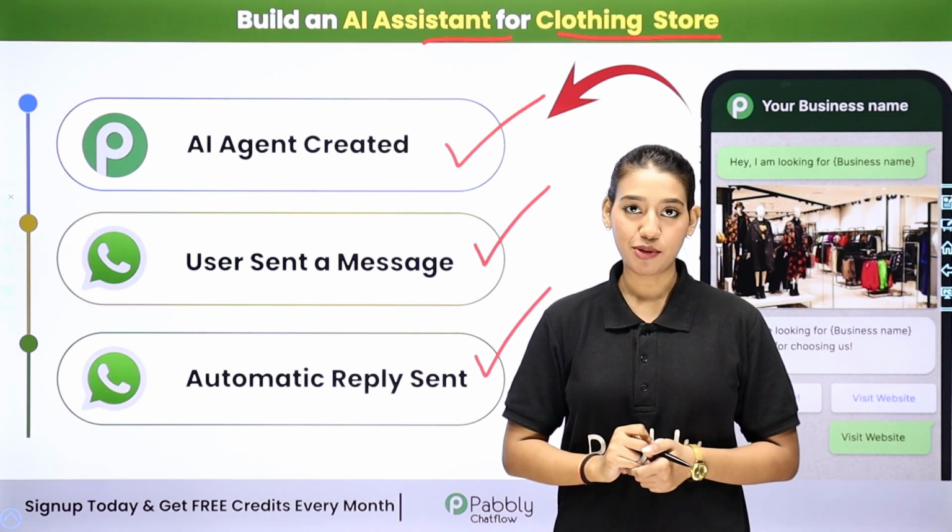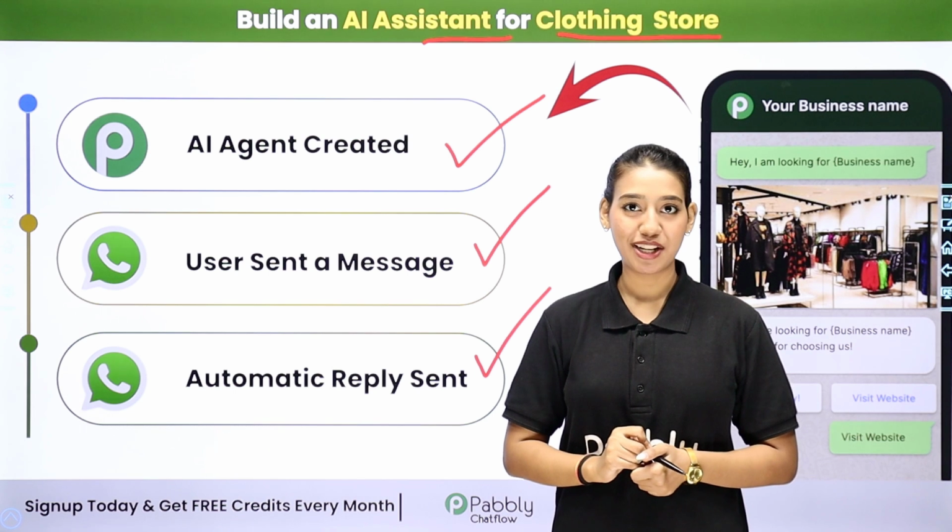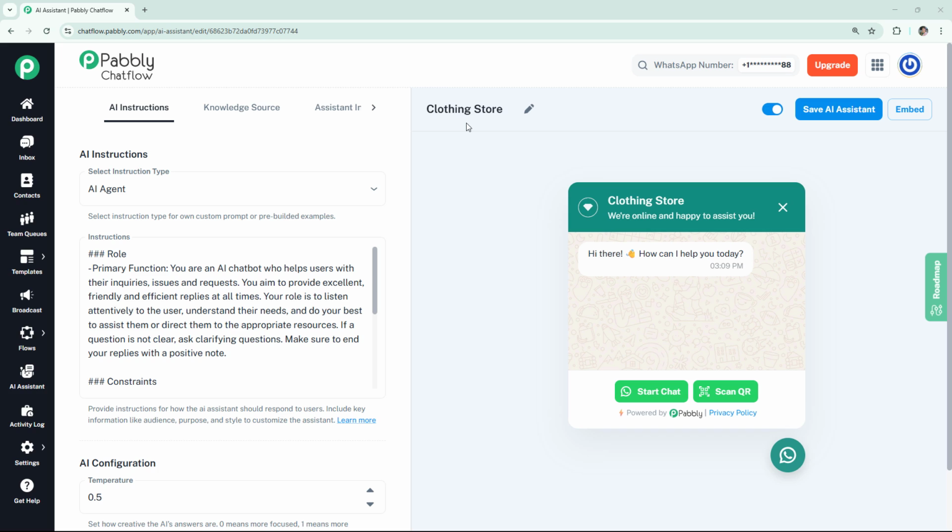Now if you want to learn how to create this amazing AI agent, then let me take you to my screen. This is the AI agent that I've created with the help of Pabbly Chatflow for my clothing store, which will automatically respond to all the queries sent by the user. Before we begin the procedure of creating this AI agent, let me show you how it works in a real-time example, and for that let me take you to my WhatsApp screen.